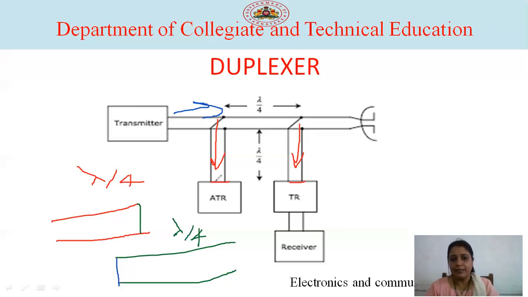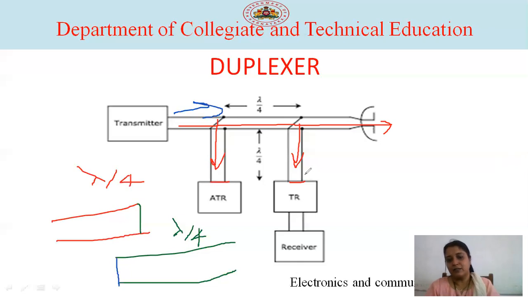Now here it is short circuit, means here it will be open according to this lambda by 4 length, because this length is lambda by 4. This is short, means this will be open here. Now again this is short, means this will be open here. Therefore these two are not shorted here. Therefore whatever energy is there is freely flowing towards the antenna section.